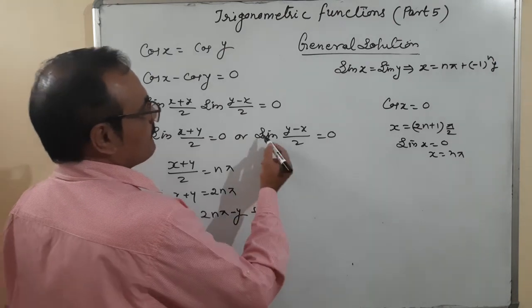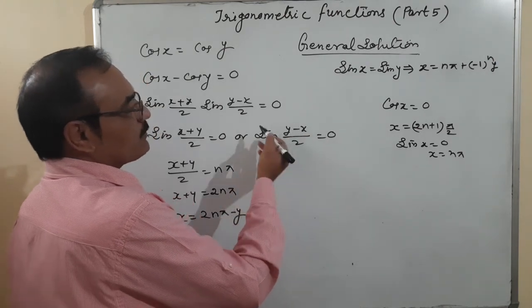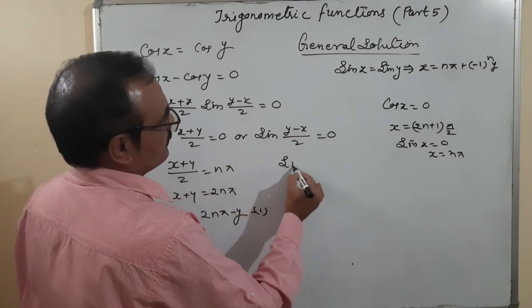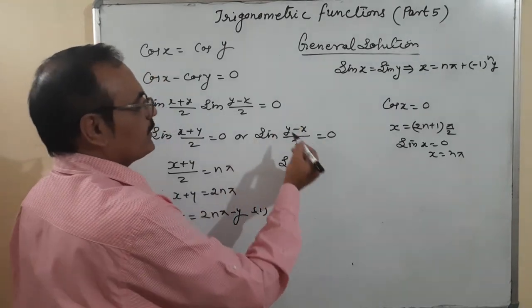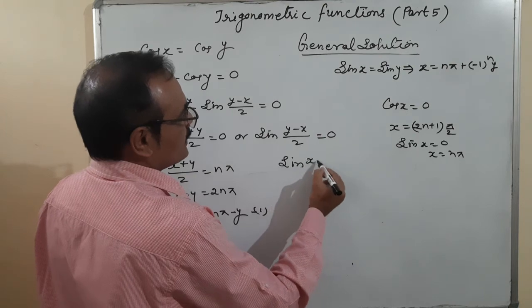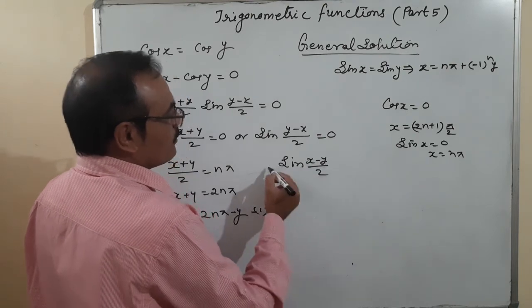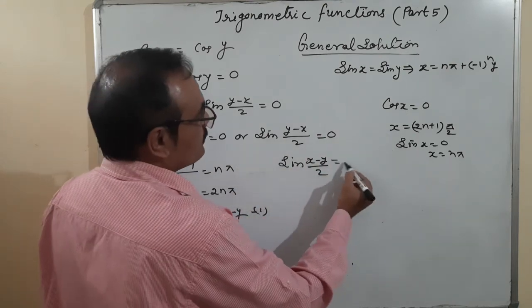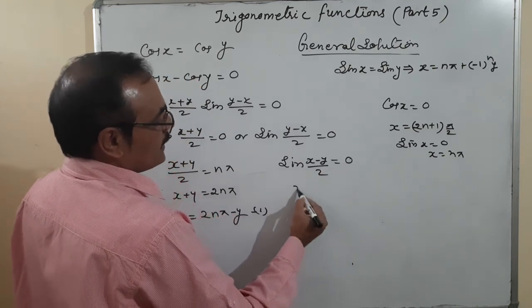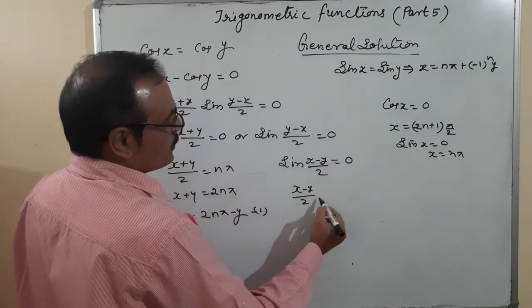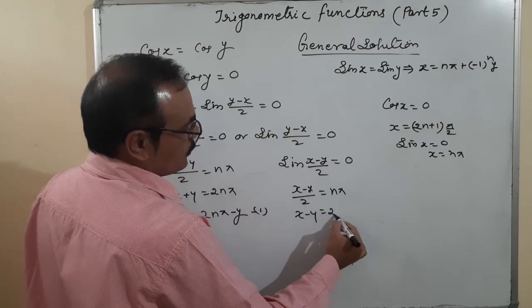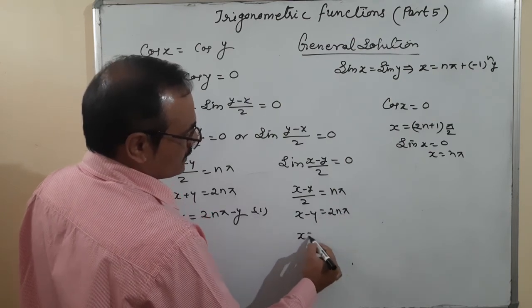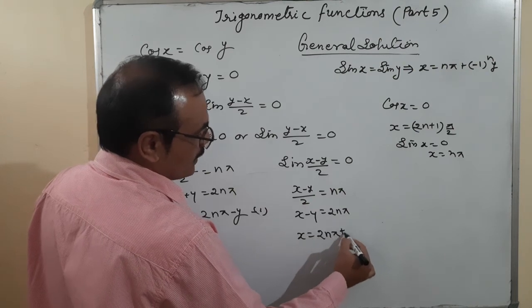Here sin (y minus x)/2, I'll take the minus sign common. Simply I can write like this: this is (x minus y)/2. Minus will be shifted here, it is 0, no change. So again I can write here (x minus y)/2 is equal to n pi. Therefore x minus y is equal to 2n pi, and therefore x is equal to 2n pi plus y. Equation number 2.